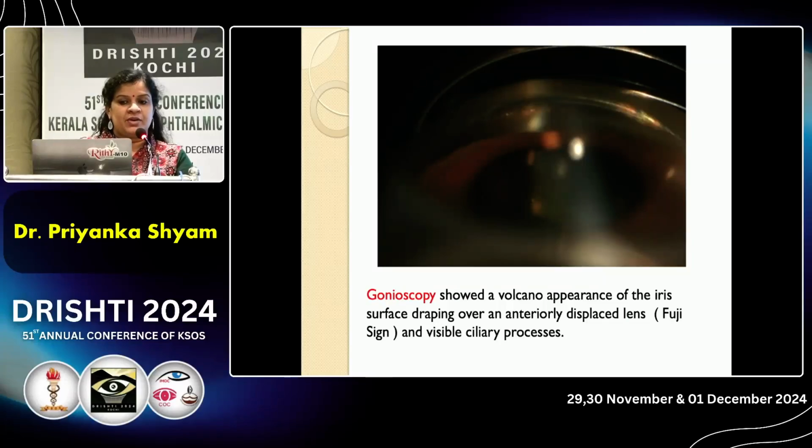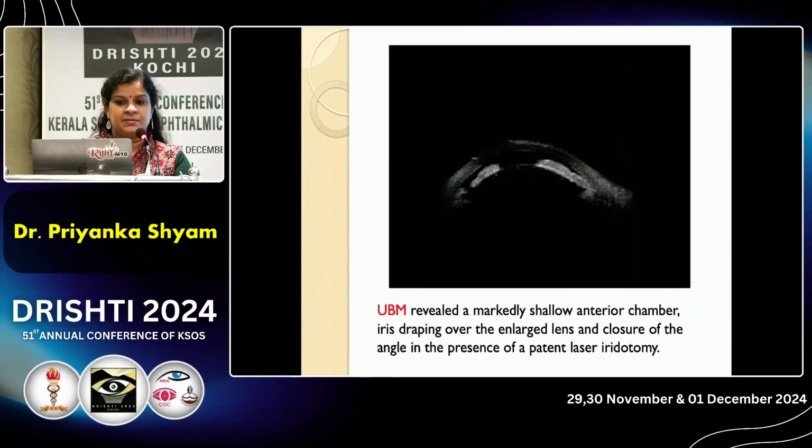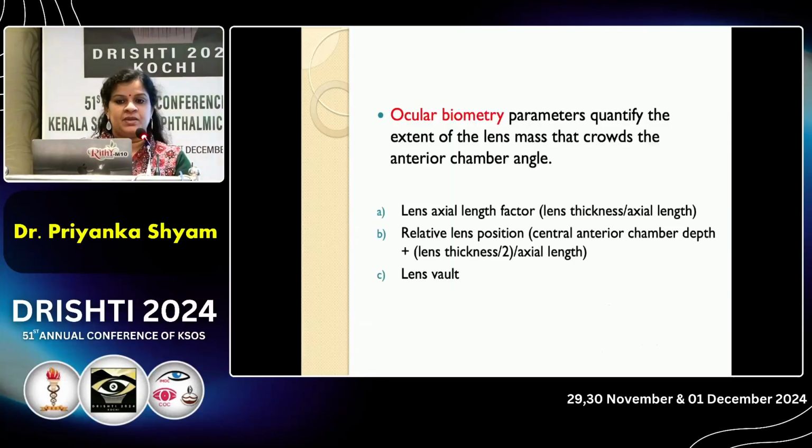Gonioscopy showed a volcano appearance of the iris surface draping over the anteriorly displaced lens, which is called the Fuji sign, and visible ciliary processes can also be seen. UBM revealed a markedly shallow anterior chamber and iris draping over the enlarged lens and angle closure in the presence of a patent PI. Ocular biometry parameters quantify the extent of the lens mass that crowds the anterior chamber angle, and these are lens axial length factor, relative lens position, and the lens vault.